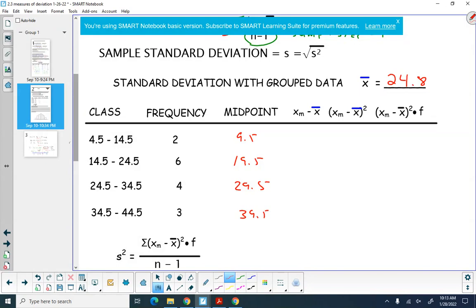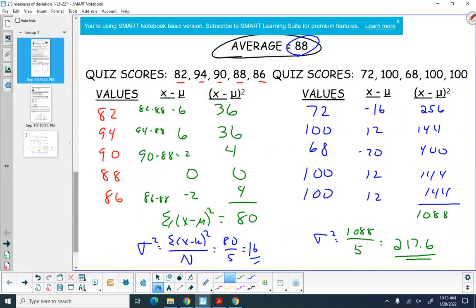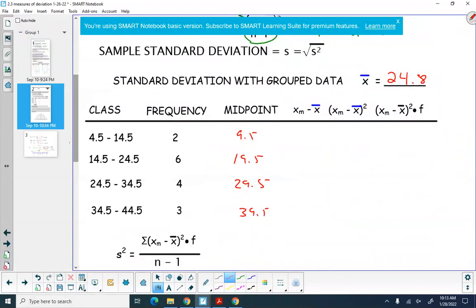Okay, now how do we calculate our variance? We went value minus mean, and then we squared it. Well, we don't have a value anymore, but we have a midpoint minus our mean that we can square. So we have our midpoint minus our mean, then we square that. And since we have 2 in these categories, we multiply by 2, because we have 2 of whatever values we have.